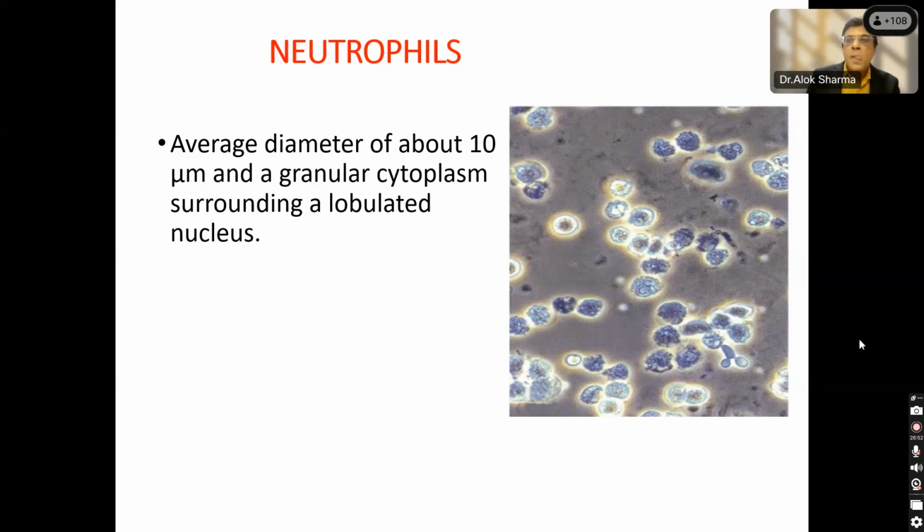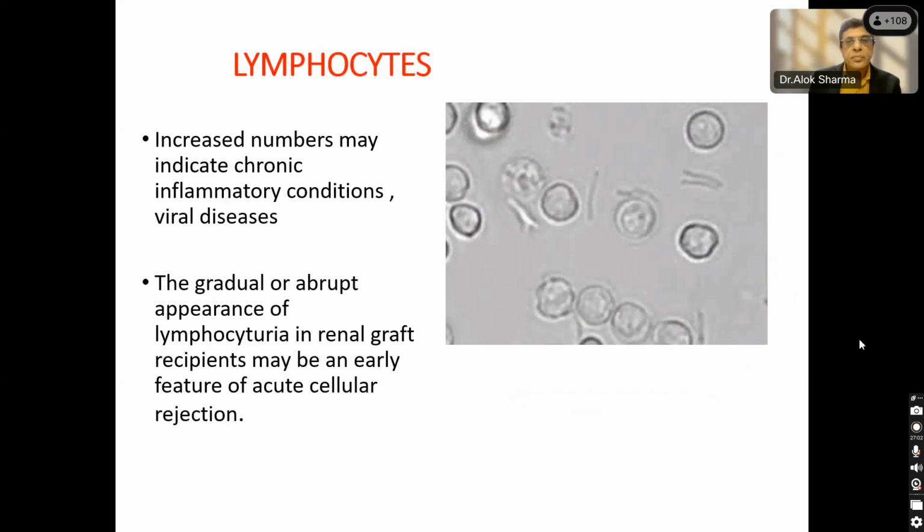It takes some practice. If you're in doubt, you can always use one of the stains which I have already told you about earlier, but most of the time it's not required. You can easily identify the neutrophils in urine. Now, lymphocytes, of course, will not have any granules in their cytoplasm. They will be agranular. And you often find a large increased number of lymphocytes in a lot of chronic inflammatory conditions and a lot of viral infections.